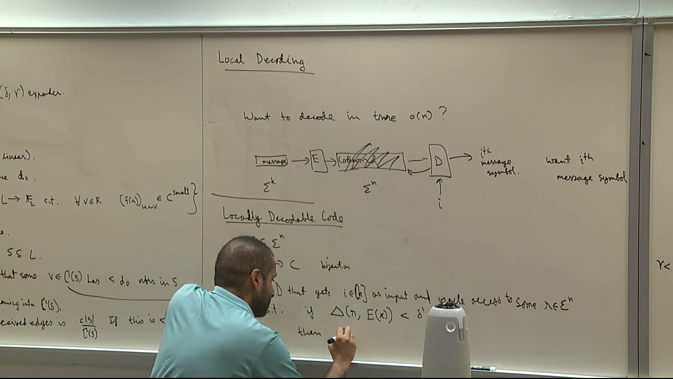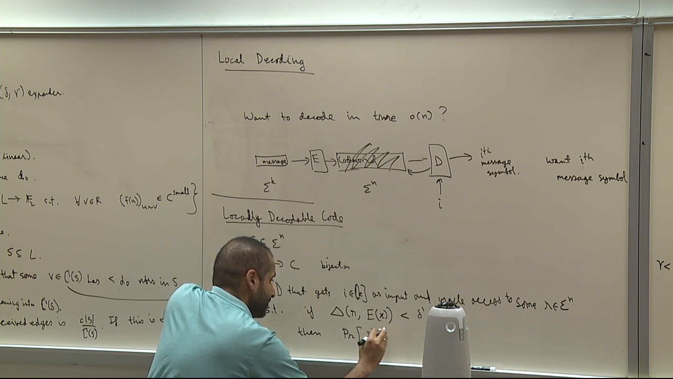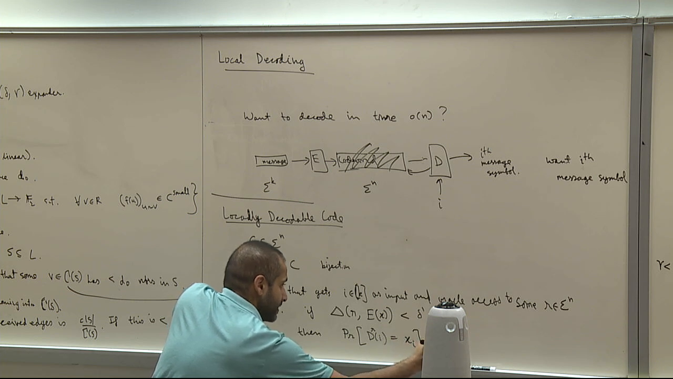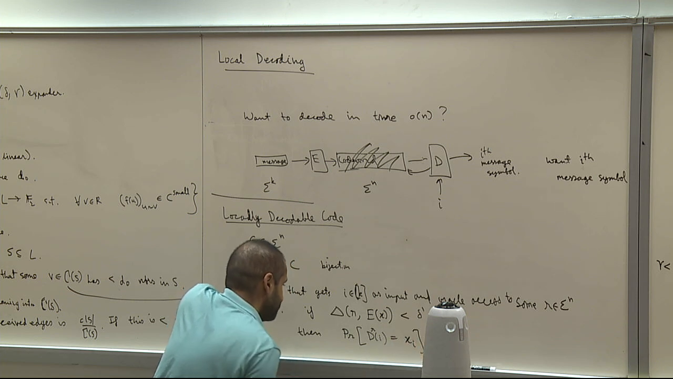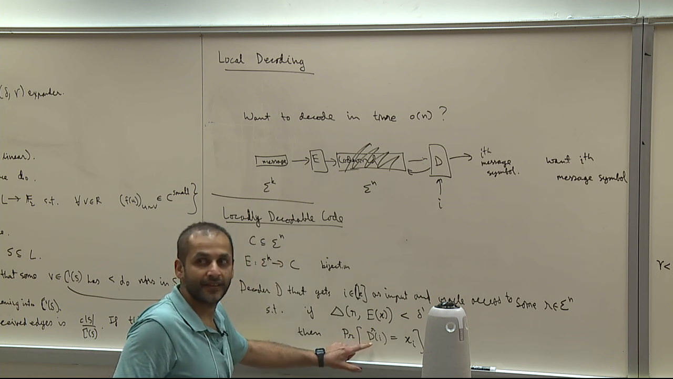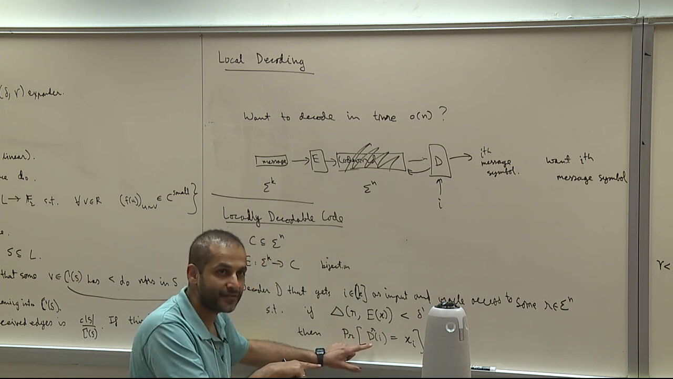then with high probability the decoder on input i outputs the ith bit. Then the probability that D of i with access to R equals x_i is at least 0.9. And what's this probability over? The internal randomness of the decoding algorithm.